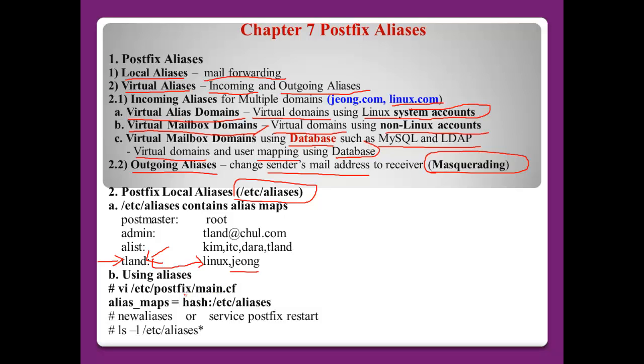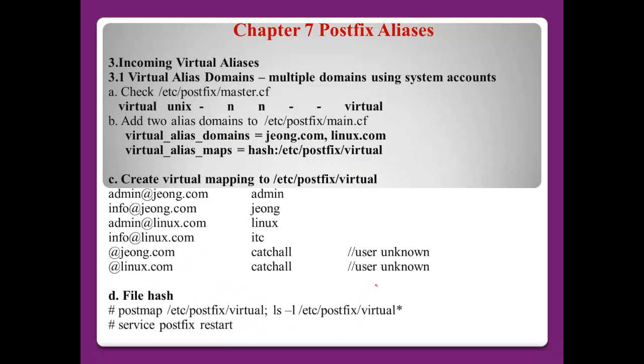After that, in the Postfix main.cf file, we have to configure alias_maps with hash:/etc/aliases. After that, if we run the newaliases command, this command will create the aliases database file as well. After that, service postfix restart. After this command, please do not forget to check aliases and aliases.db like this.